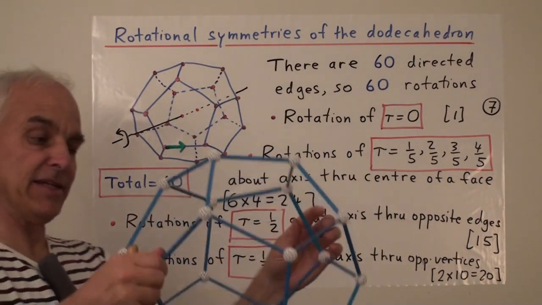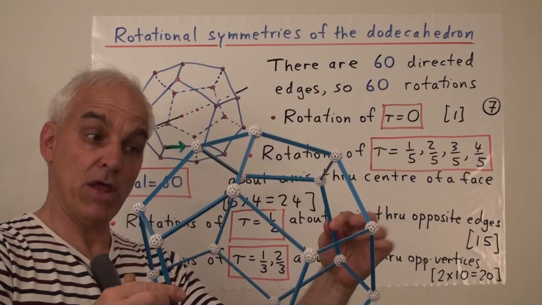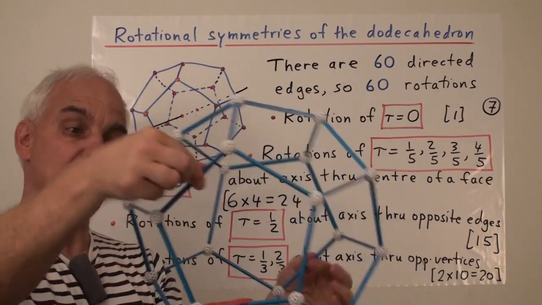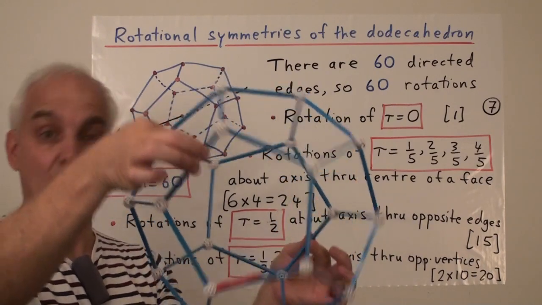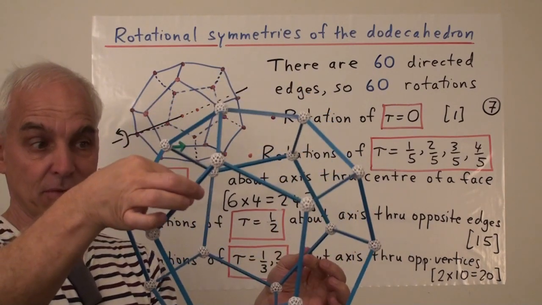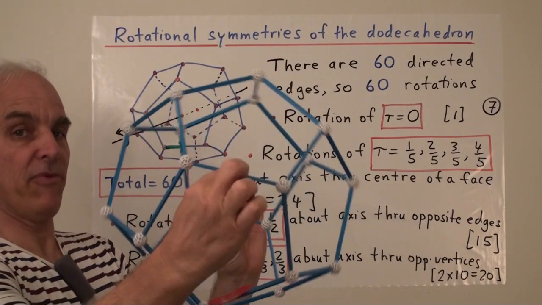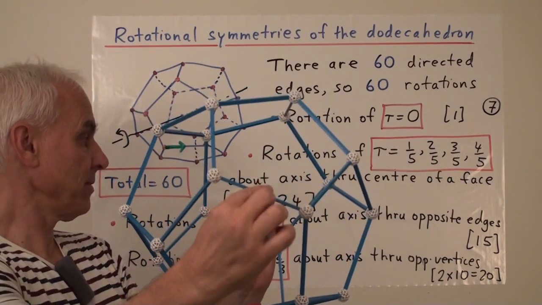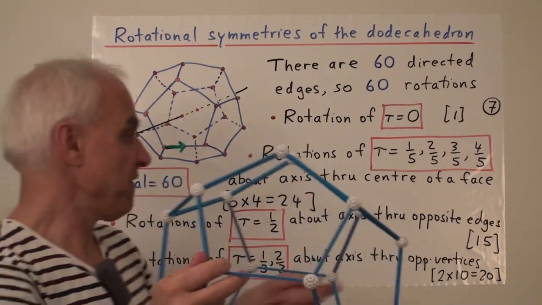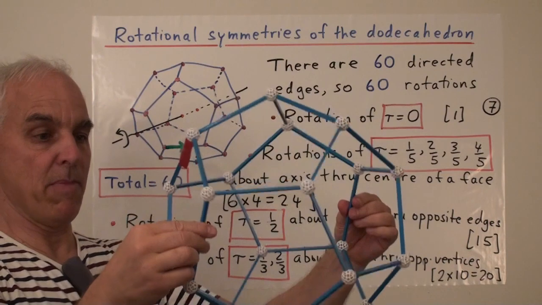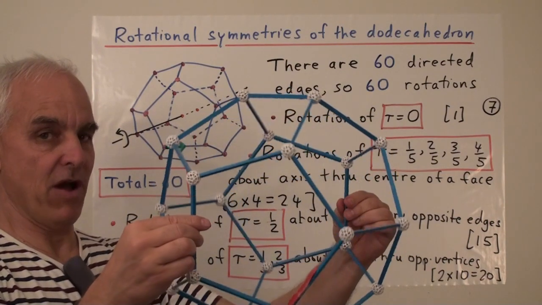And how many such axes are there? Well, there are 30 edges altogether, so 30 divided by 2 possible different pairs of opposite edges. In other words, 15 possible pairs of opposite edges. So that means that there are altogether 15 such rotations by half a turn about a pair of opposite edges.